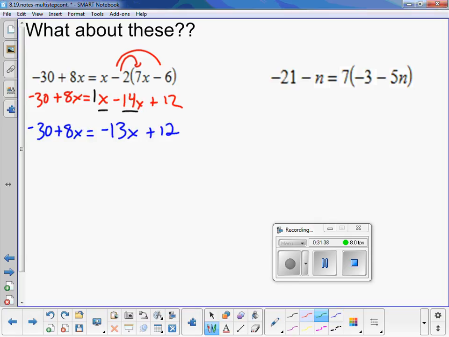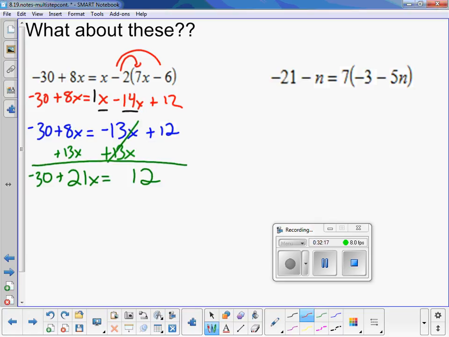Now, be careful here. Left-hand side is as simple as it gets. Right-hand side is as simple as it gets. But now I'm trying to solve for the variable. Which one of the variables do I move? Do I move the positive 8 or the negative 13? Which is smaller? Hopefully you realize negative 13 is smaller. So to move the negative 13, I'm going to add it, because remember, negatives become positive when we move them over. So bring down the negative 30. 8x plus 13x is 21x equals, those cancel, and it leaves me with 12.